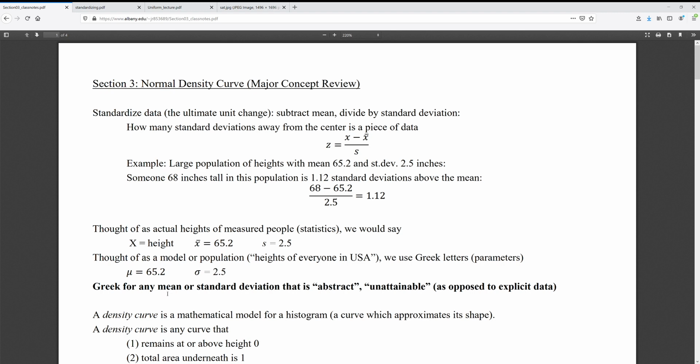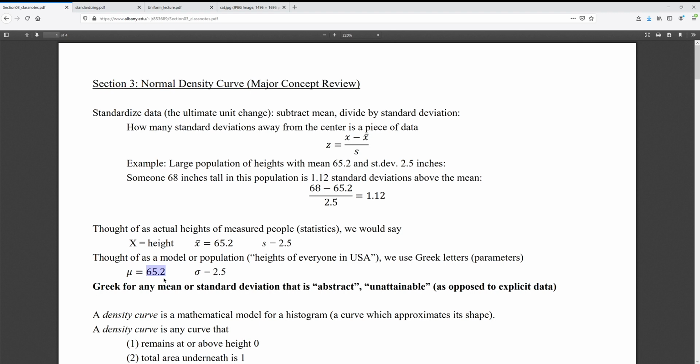But if I tell you that the average height of everybody in the United States, for the sake of argument, is 65.2 inches, then the one thing you can be sure of is that I have not added up the heights of everybody in the United States and divided by several hundred million. In other words, it has not been computed from data.